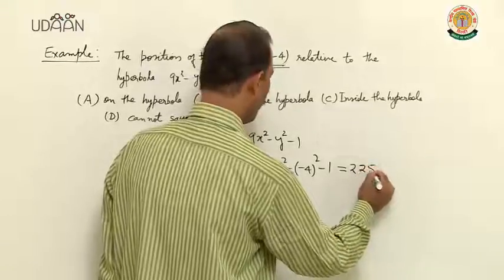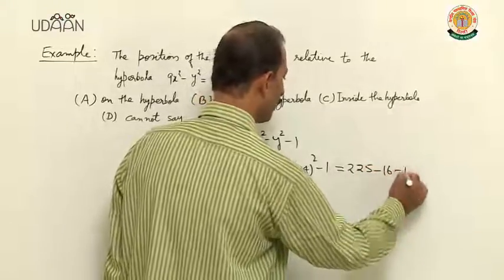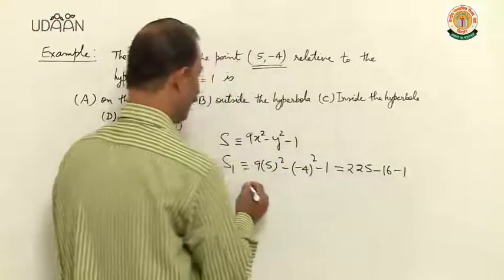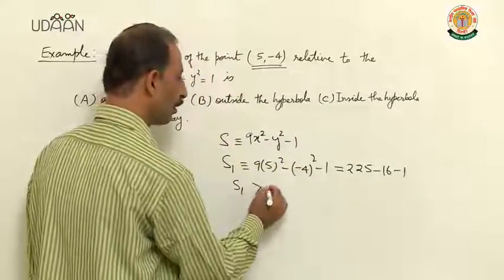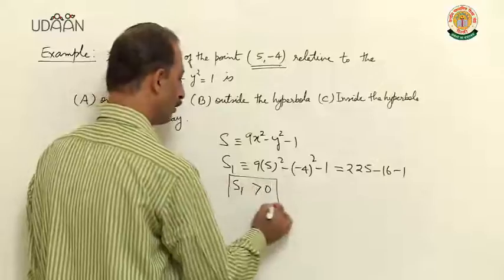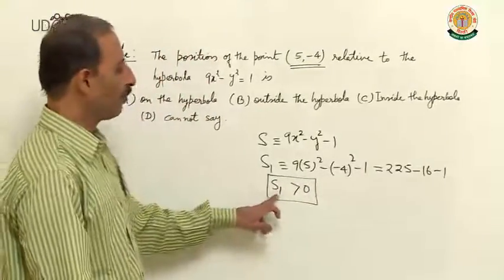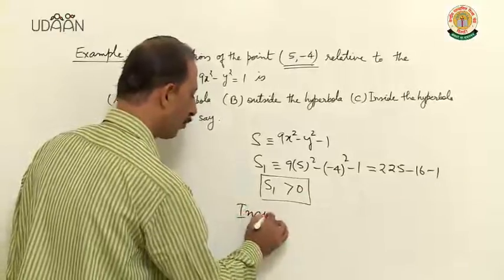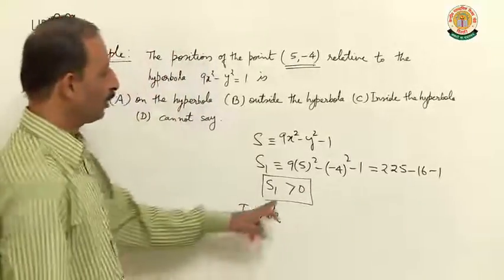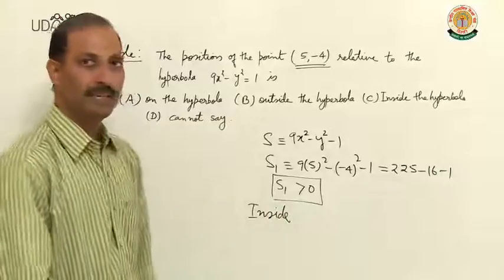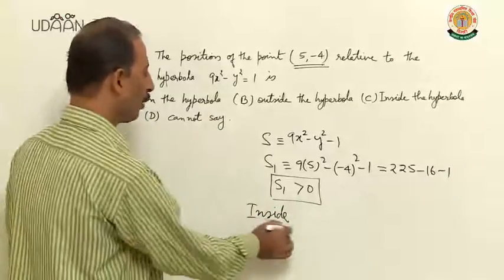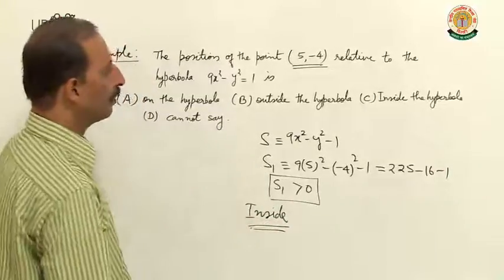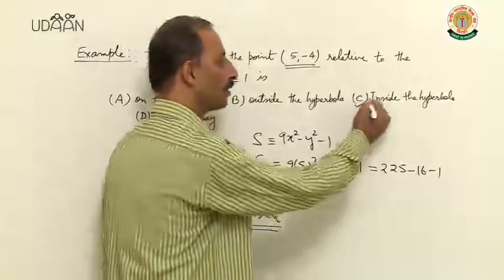So if you simplify, you will get 225 minus 17. So this value is positive. Positive means, as you already know, if S1 is positive, then the point is inside the hyperbola. So whenever S1 is positive, the point is inside the hyperbola. So which option is correct? You can see here, option C is the correct option.